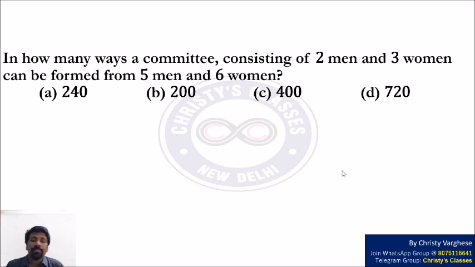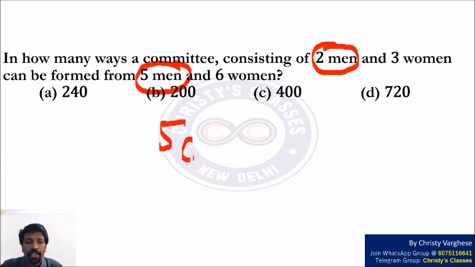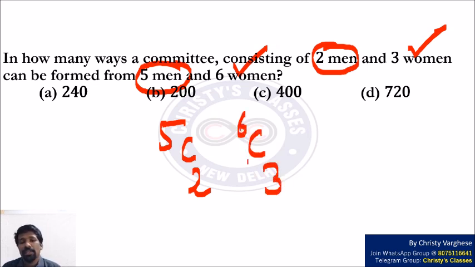Okay, so I'll start explaining. This is a typical example where you have to use the combination formula again, because it is selecting. From 5 men, you have to select 2 men. Selecting 2 men means 5C2 ways are there. From 5 things to select 2 things, 5C2 ways are there. Now from 6 women, you have to select 3 women. 6 people selecting 3 people, 6C3 ways are there.